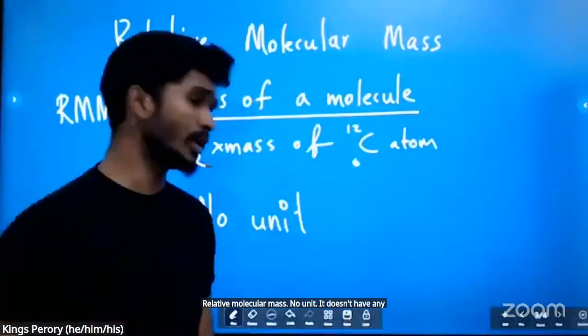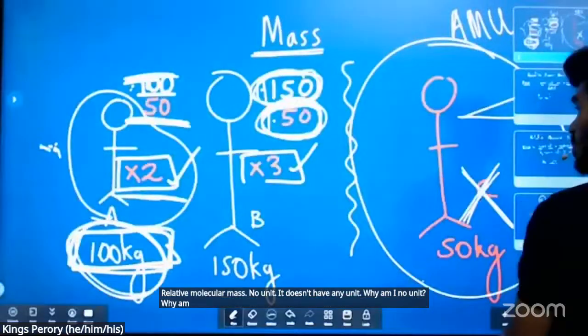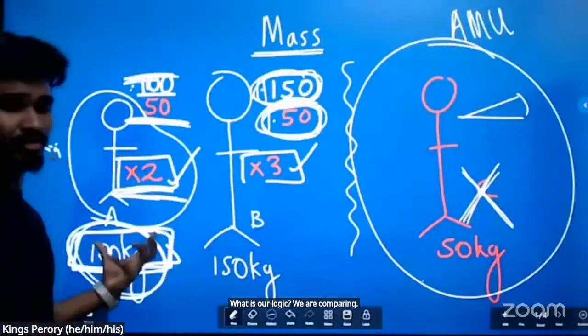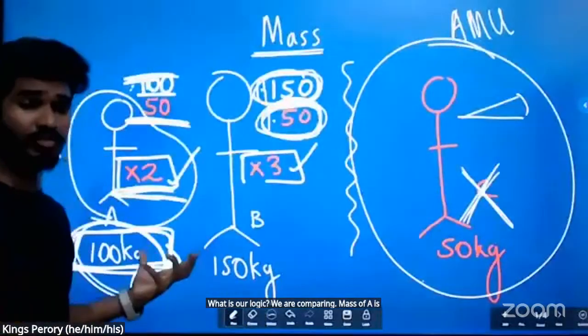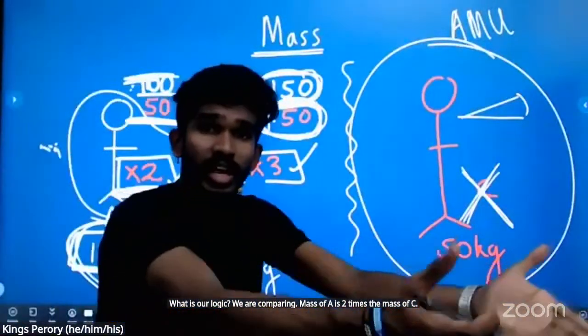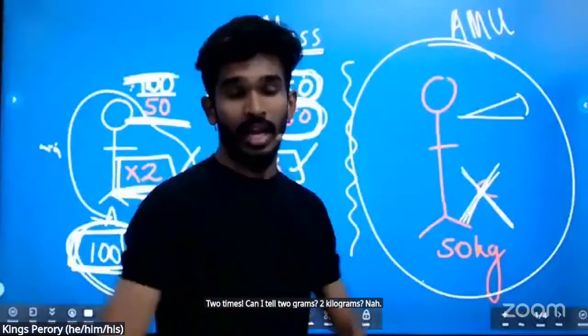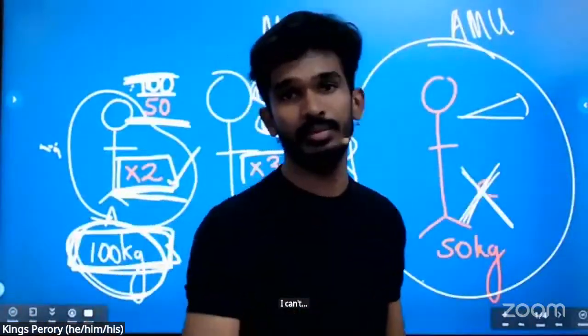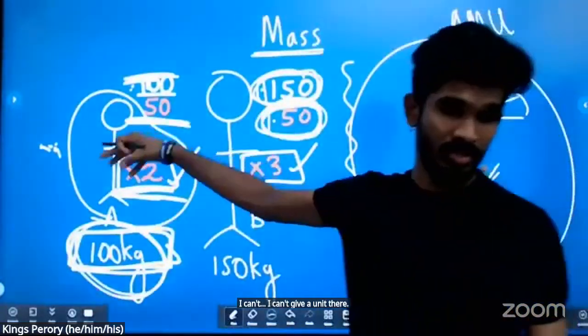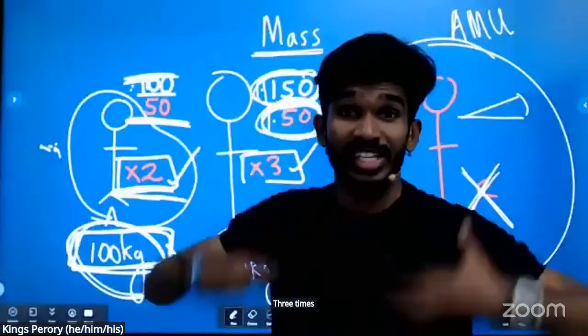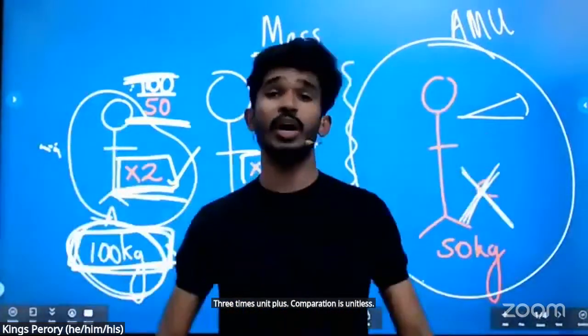Why is there no unit? Think about the logic. We are comparing. The mass of A is 2 times the mass of C. Can I say 2 grams? 2 kilograms? No, I can't give a unit there. 2 times, unitless. 3 times, unitless. Comparison is unitless. You can't give a unit for comparing.